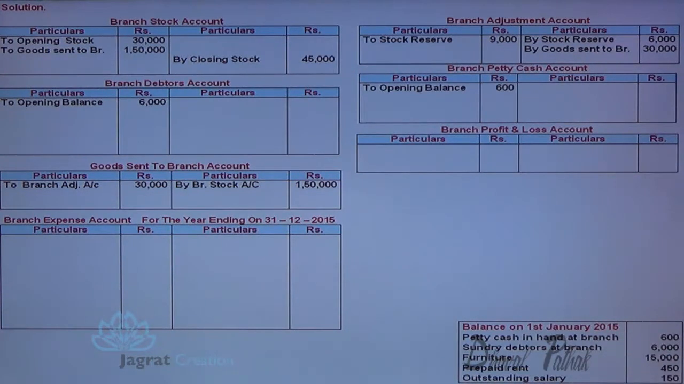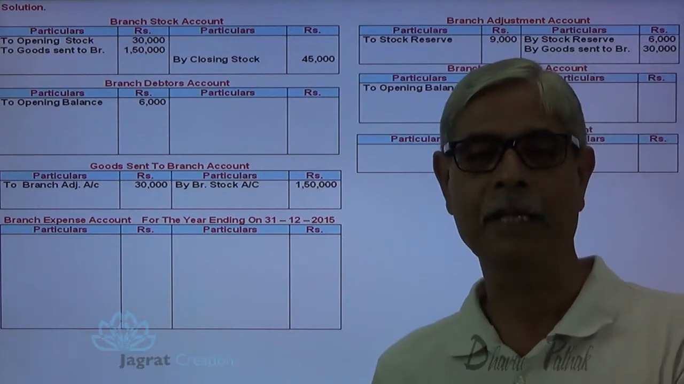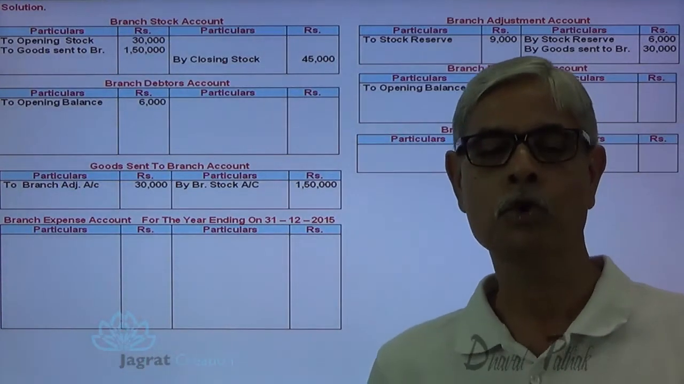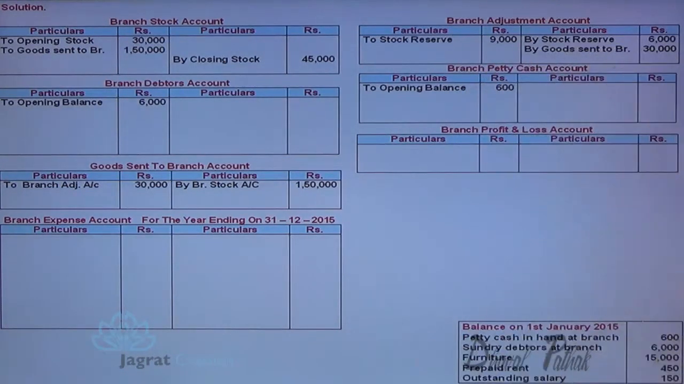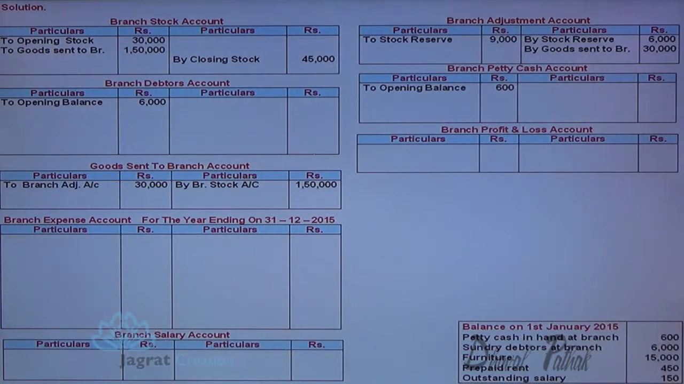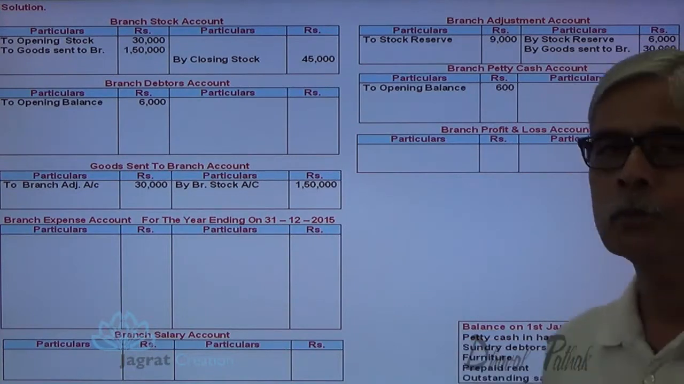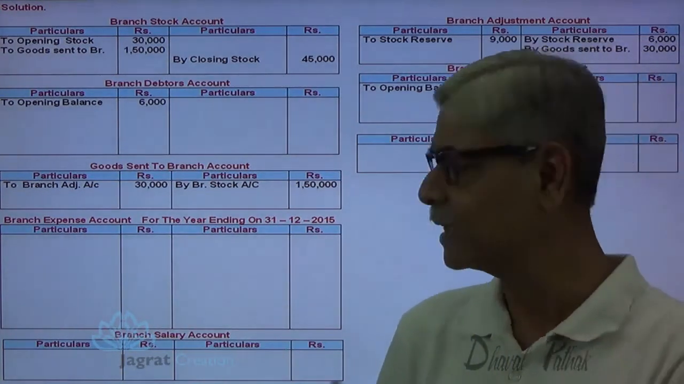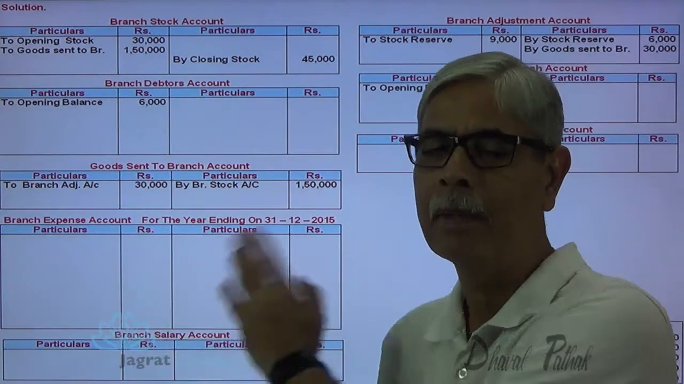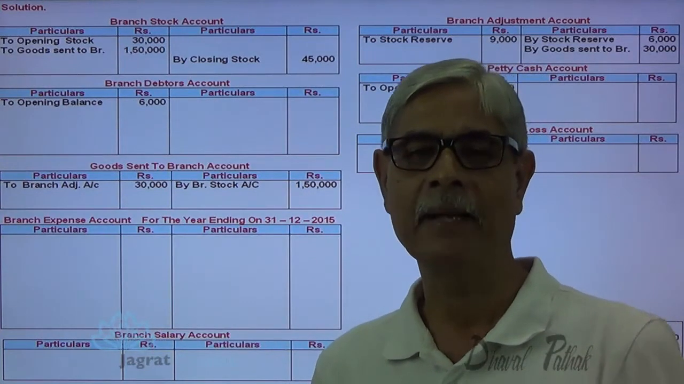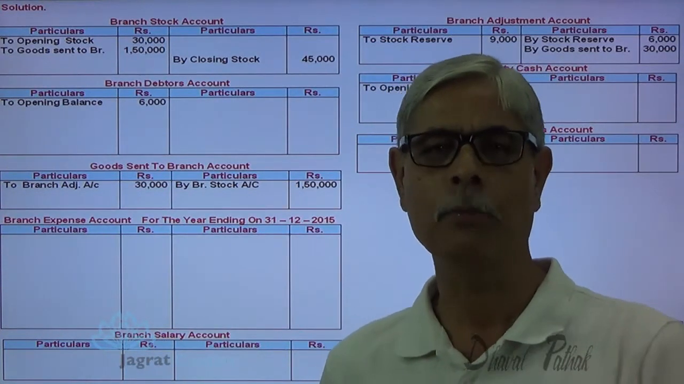Outstanding salary 150. Now this outstanding salary is at the beginning of the year. So liabilities at the beginning of the year are paid during the year. So outstanding salary will be transferred to salary account. So I prepare the branch salary account. Outstanding salary will be transferred to branch salary account, so that the outstanding salary will be paid at the time of making payment of salary.